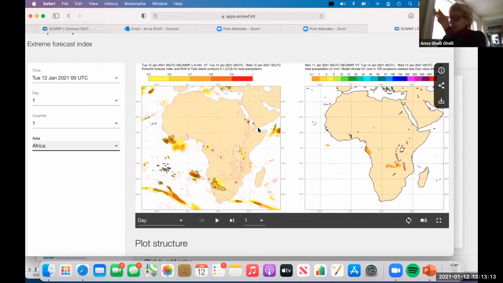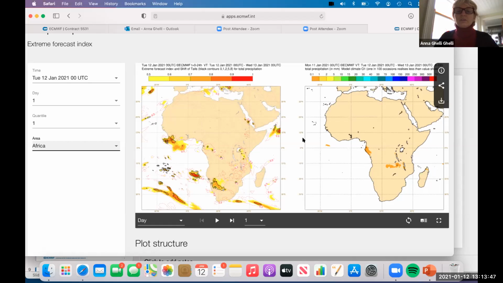Okay, so one of the initial questions was about this plot, the meaning of the two panels. I just want to clarify a little bit what they actually show. On this side we see the EFI. There will be areas in Africa specifically where the EFI is particularly high, like in this little dot here, in this area here, and this area here.